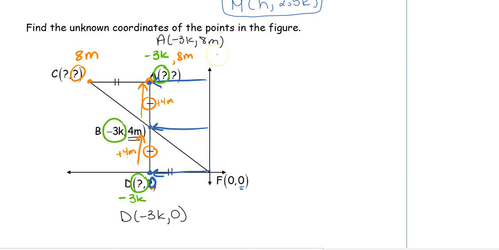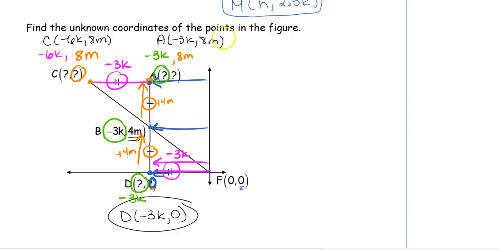We finished that piece. When I move over here, I've got half of it. I'm at 8m. That's how far up I am. I'm looking how far over did I go? And I'm looking at this segment and I'm looking at this segment because they have the same indicator. So to go from here to here, I went left 3k. So I'm going that same distance because of that same indicator, left 3k. So if I'm at negative 3k and I go left 3k more, I'm at a negative 6k. So our last point here, C, is at (-6k, 8m).